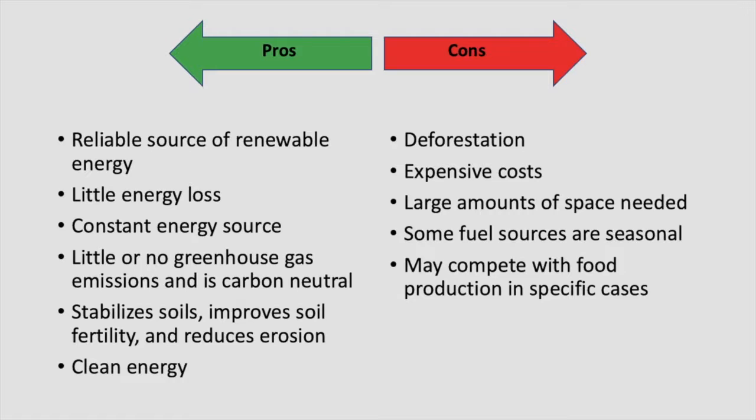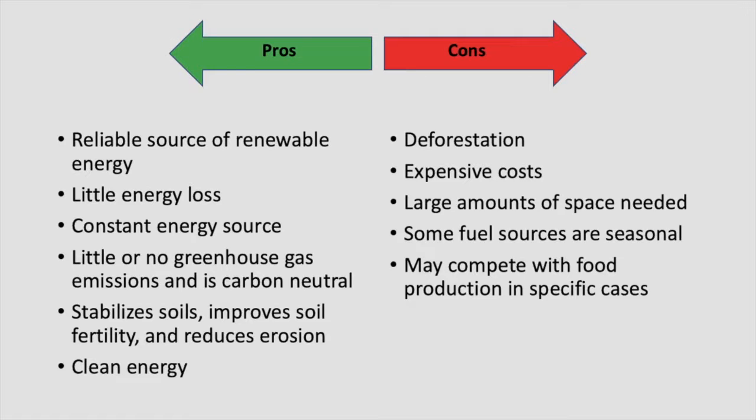As long as there is garbage, manure, and crops, there will be biomass to create bioenergy. Bioenergy can be stored with little energy loss. As long as there is agriculture, there will be a constant energy source. Bioenergy emits little or no greenhouse gas emissions and is carbon neutral. Bioenergy crops help stabilize soils, improve soil fertility, and reduce erosion. Bioenergy is a source of clean energy.